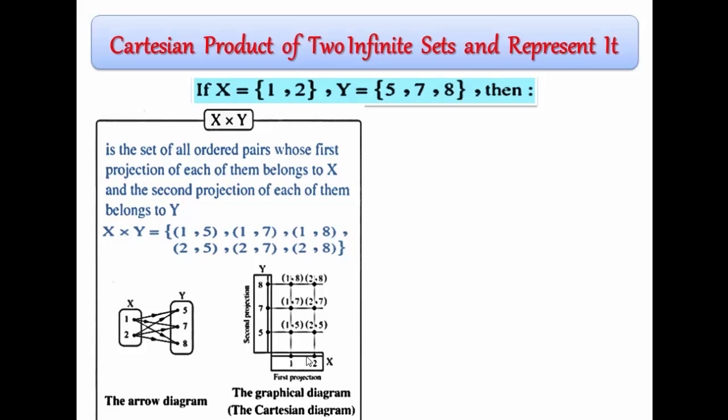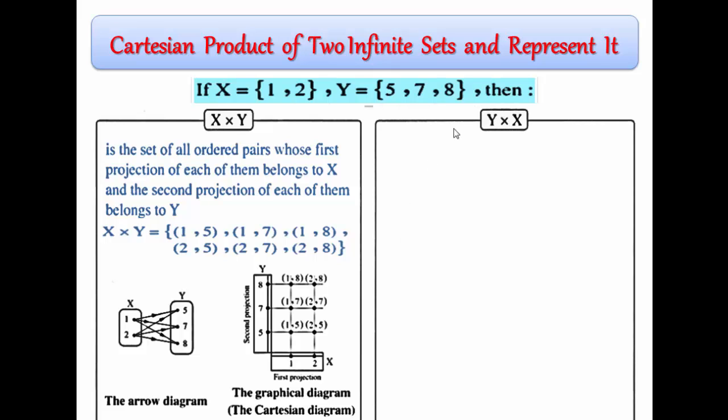In the same way, we will represent it by Cartesian diagram. 1 will join with 5, 1 will join with 7, and 1 and 8. Same here for 2: 2 and 5, 2 and 7, and the last one 2 and 8.